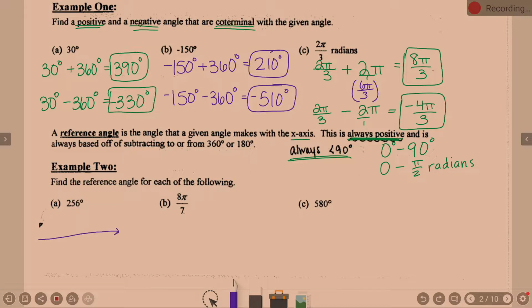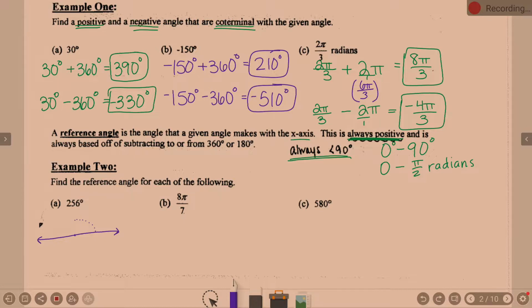There's my x-axis, right? Where's 256 degrees? Can you figure it out? And not just by looking at the unit circle, but how do we figure out 256 degrees? We're going to start at 0 here, yes? Where do I go from 0? We're going to go counterclockwise.